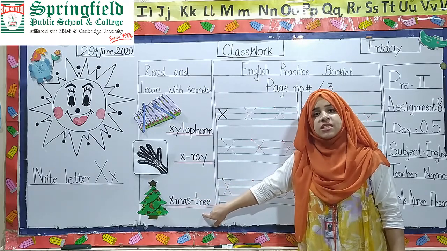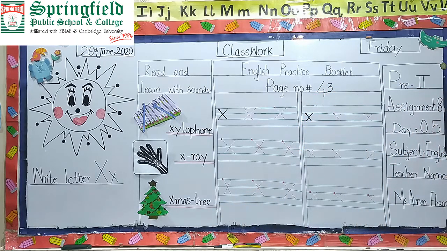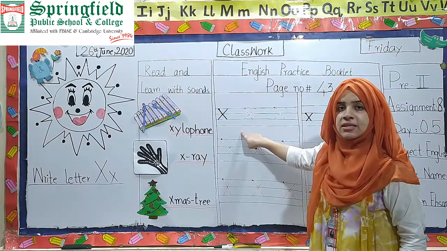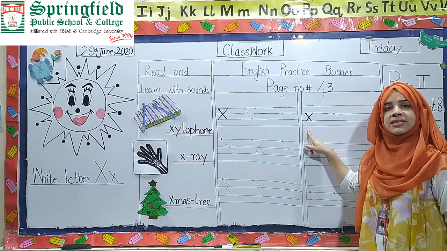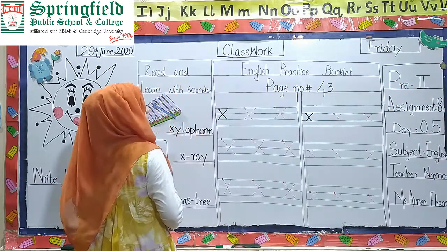Now open your English practice booklets. Page number 43. In this page what you have to do, you have to write the letter X, big X and the small X. Now how you write the letter X?